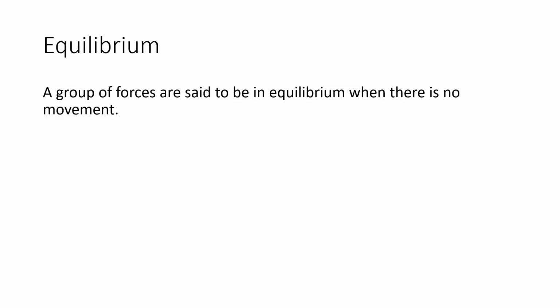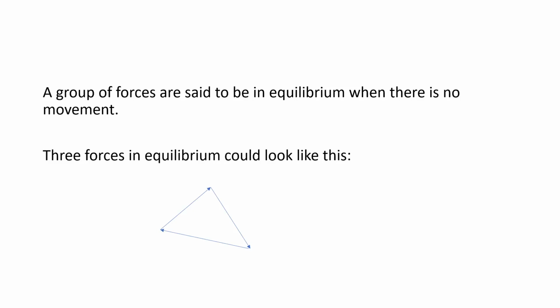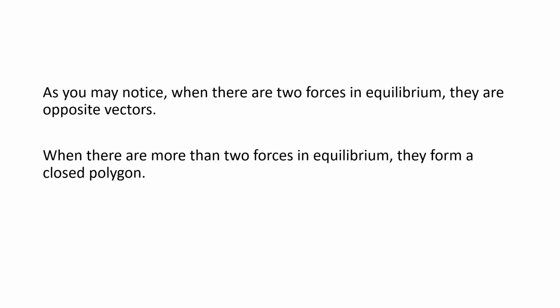Okay, now a group of forces is said to be in equilibrium when there's no movement. So if we have two forces in equilibrium, it's going to look like that. One and another, they're collinear. One's the negative of the other. Pretty straightforward situation. If we have three forces in equilibrium, we're creating a closed triangle. Four forces in equilibrium might look like this. We're creating a closed quadrilateral. And so when there's more than two forces in equilibrium, they're going to form a closed polygon more than likely.